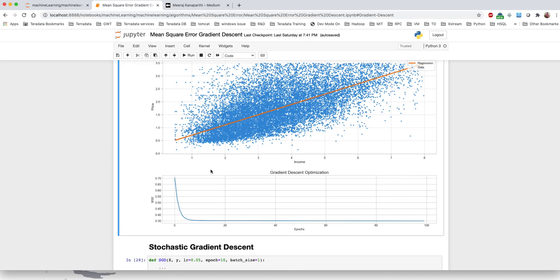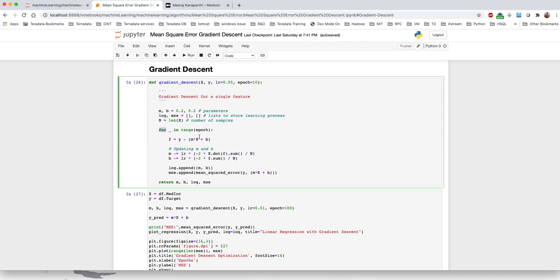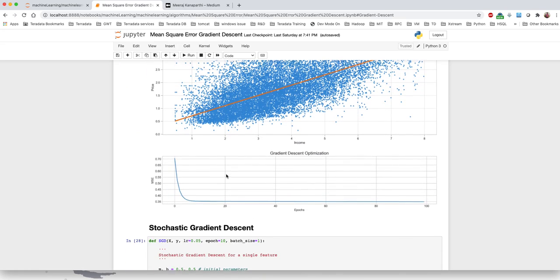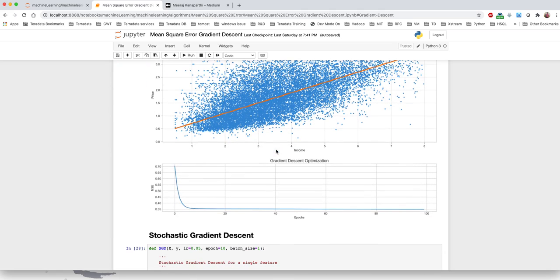Now if you see here in the code, we are iterating through the for loop. An epoch is nothing but the number of iterations that we are running. Here we have given 100 iterations, but even if you give 100 iterations while updating the model slope and bias, you can see that after 20 iterations it seems meaningless. So instead of having 100 epochs, you can have 20 epochs and you can get the best model fit.